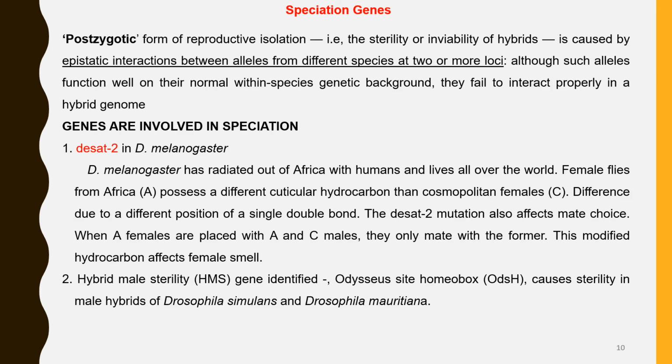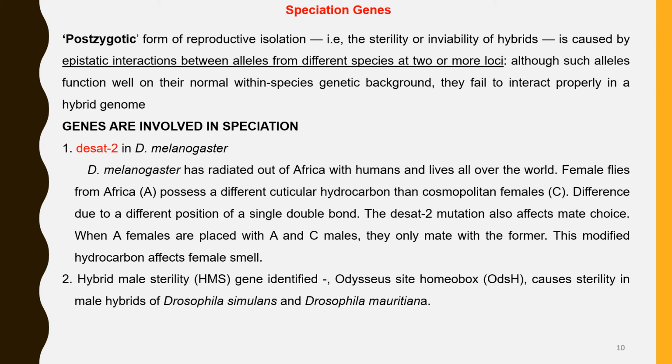Speciation genes. These are genes that are responsible for reproductive isolation, a requirement for speciation. Examples: the DSAT2 gene in Drosophila melanogaster. Two variations have been found in the DSAT2 gene. The female Drosophila flies from Africa and the cosmopolitan ones have different cuticular hydrocarbons. They vary in a single double bond, but this variation affects the smell of females and affects male choice.